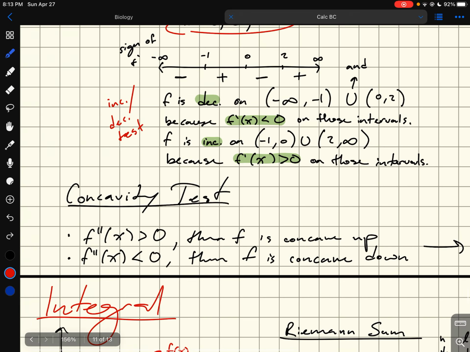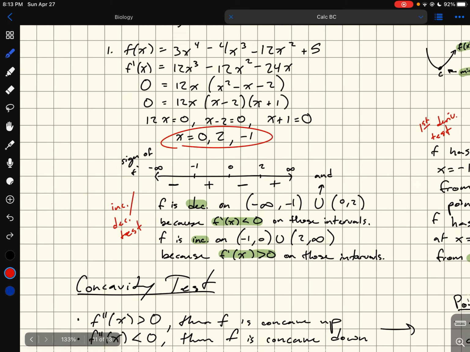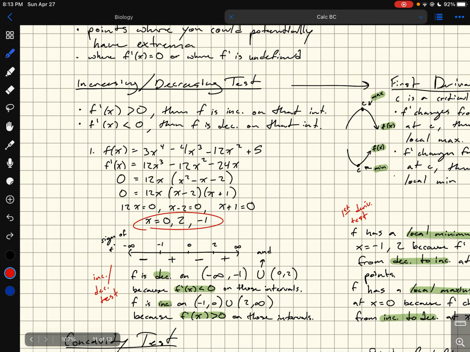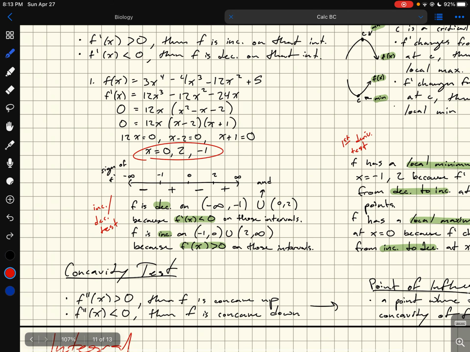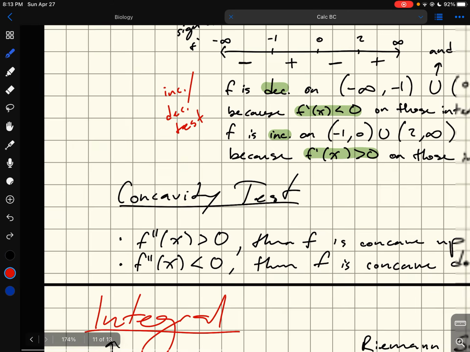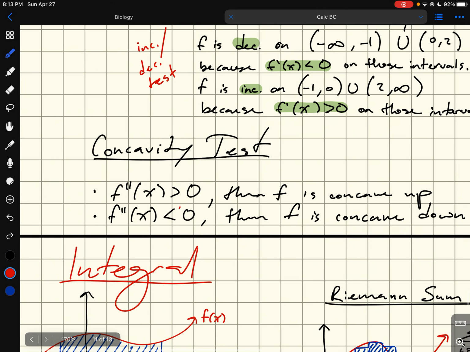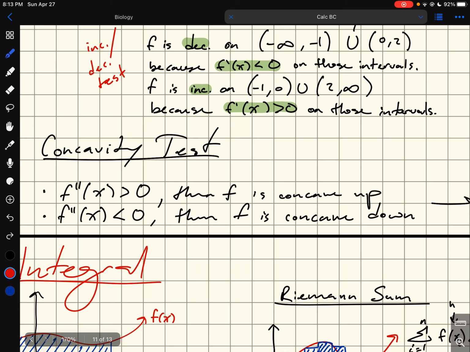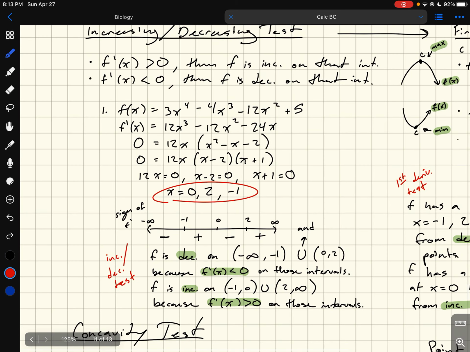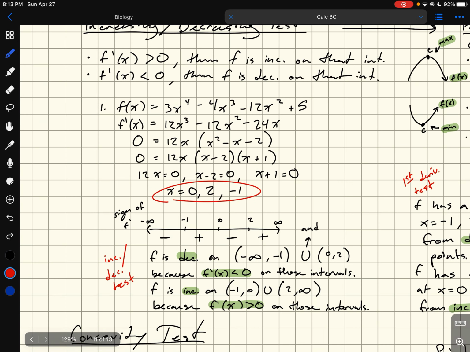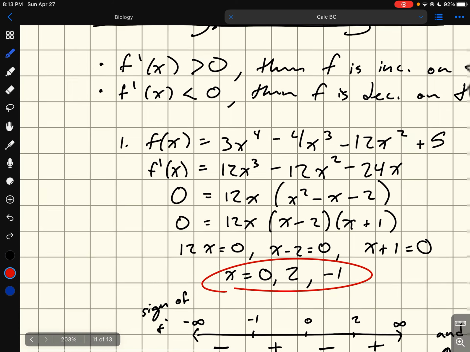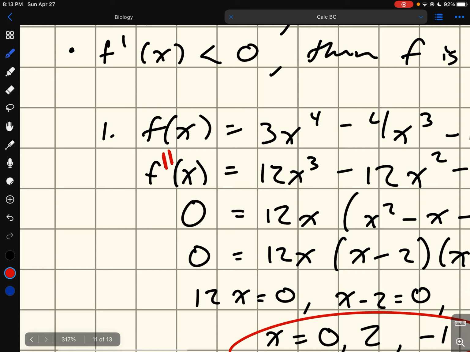Okay, next we have concavity. So concavity is essentially the same thing as like this increasing decreasing test, except you're using the second derivative. So if the second derivative is greater than 0, then f is concave up. If the second derivative is less than 0 or negative, then f is concave down. So you're going to do the exact same steps as the increasing decreasing test. So if you know how to do increasing decreasing, then you know how to do concavity. The only difference is that this isn't f, this is like f double prime.